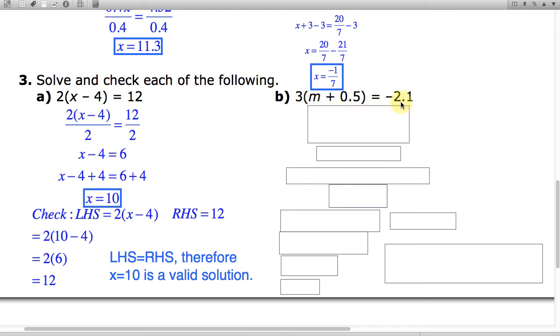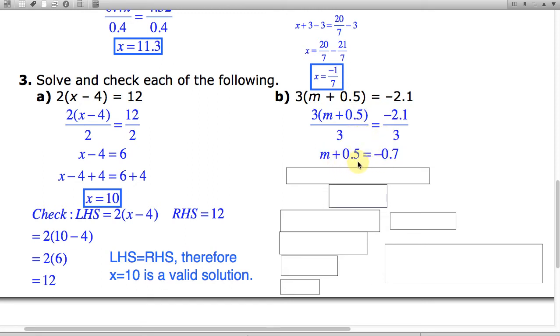Taking a look at part B, we have an equation here, 3 times brackets m plus 0.5, close brackets, equals negative 2.1. And the order of operations, what we're doing to m is we're adding 0.5, then we're multiplying by 3. So to solve, the first thing we should do is divide both sides by 3. That leaves you with m plus 0.5 equals negative 0.7. Now we can subtract 0.5 from both sides to give you m equals negative 1.2, and that's the solution for the equation.